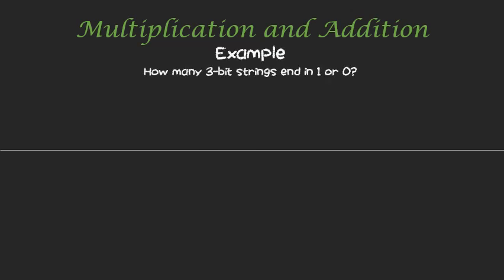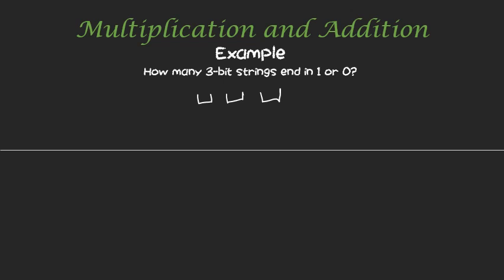So since we know there's a multiplication and an addition principle, where does addition come into this? All we've seen so far is just multiplying a number of ways together. So how do we know when maybe we should add them? We'll take a look at this example. How many 3-bit strings end in 1 or 0? So what are our 3-bit strings? Remember that each bit is either a 0 or a 1. And the 3 part means there are 3 total bits. So we have a string that looks like 1, 2, 3, and each one is either a 0 or a 1.